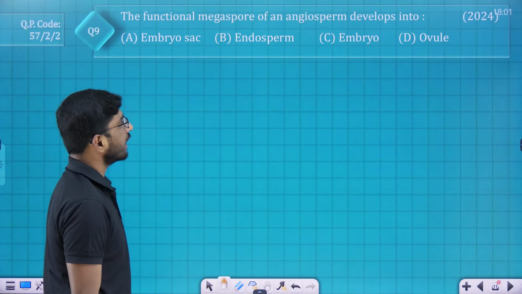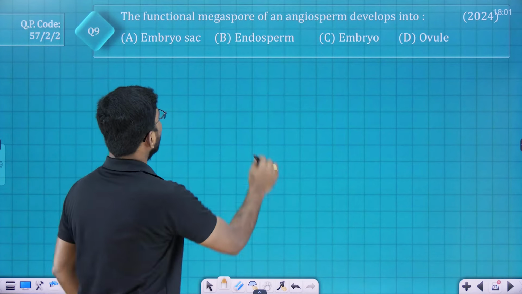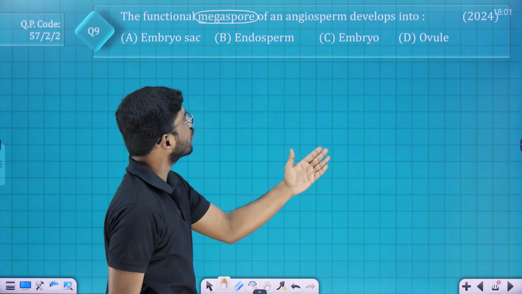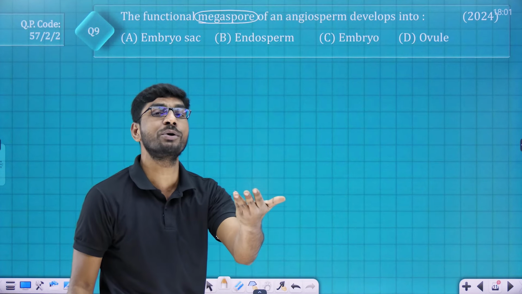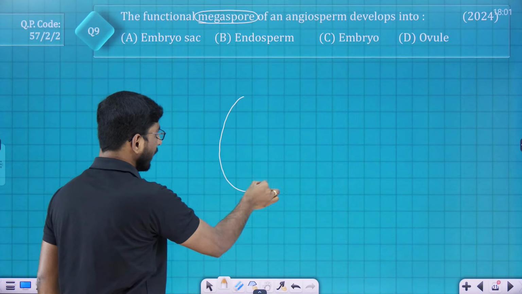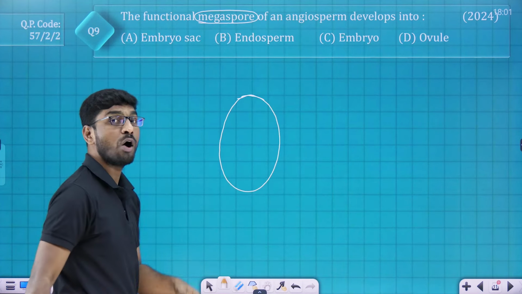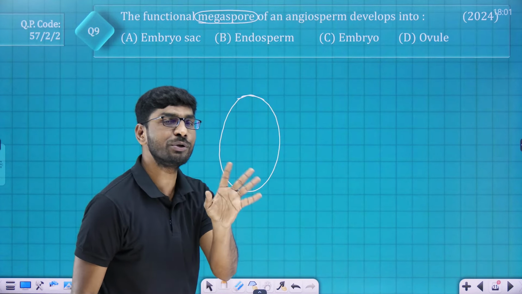Question number 9, 2024 question. The functional megaspore of an angiosperm develops into, just now I said, megaspore develops into embryo sac. Megaspore develops into embryo sac. In the embryo sac, we know total how many cells are there? Seven cells are there with eight nuclei.